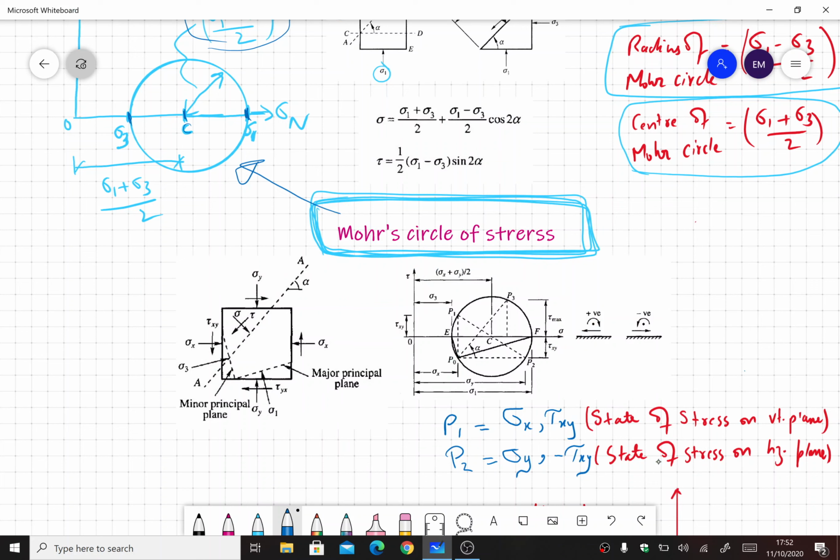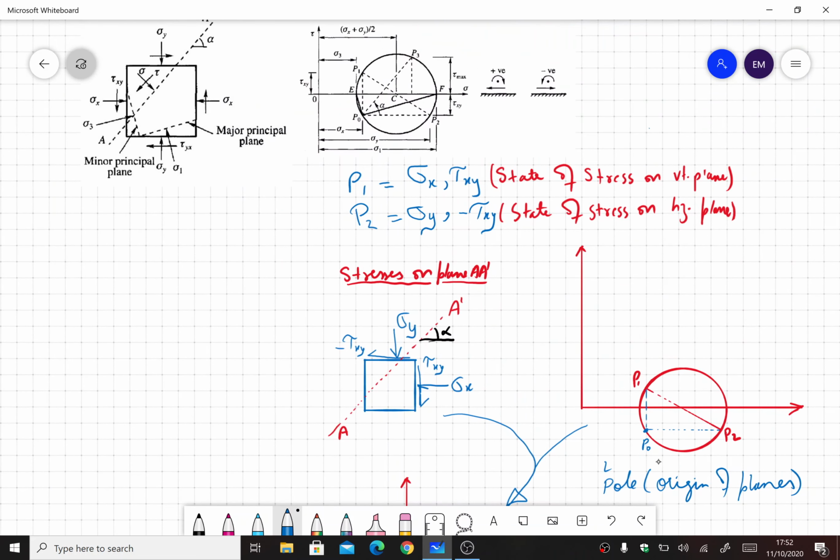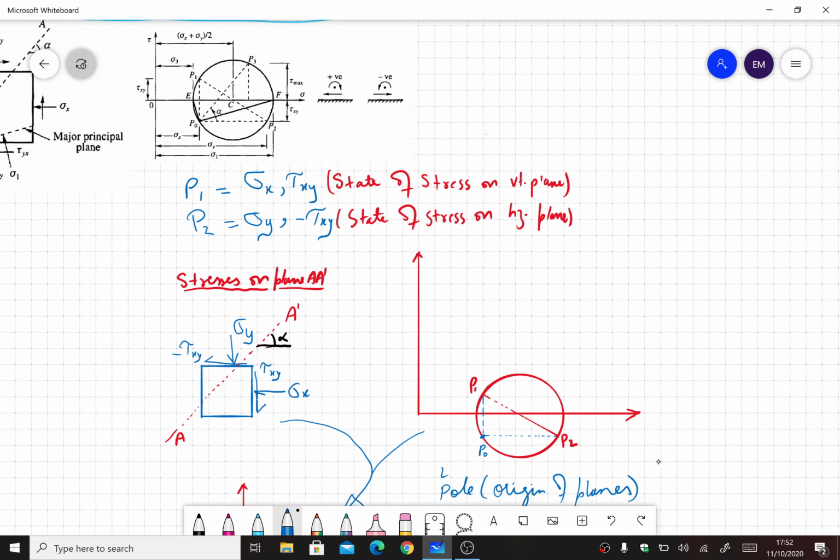So now let's talk about drawing a Mohr circle if we do not know the principal stresses. I have already drawn some sketches here, so have a look at this particular specimen. We see that on the planes of the soil element, on the horizontal surface we have sigma y and minus tau xy, and on the vertical surface we have tau xy and sigma x.